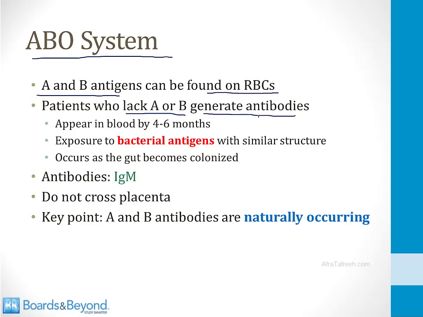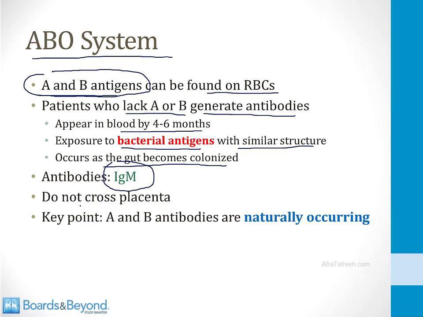The antibodies against A and B appear in the blood by about 4 to 6 months of age. The reason they appear is because exposure to bacterial antigens with a similar structure drives formation of antibodies against the A and B antigens, and this occurs in babies as the gut becomes colonized. The antibodies against the A and B antigens are IgM, so they do not cross the placenta. This means that if the baby has a different blood type from the mother, that will not be a problem in terms of these antibodies.